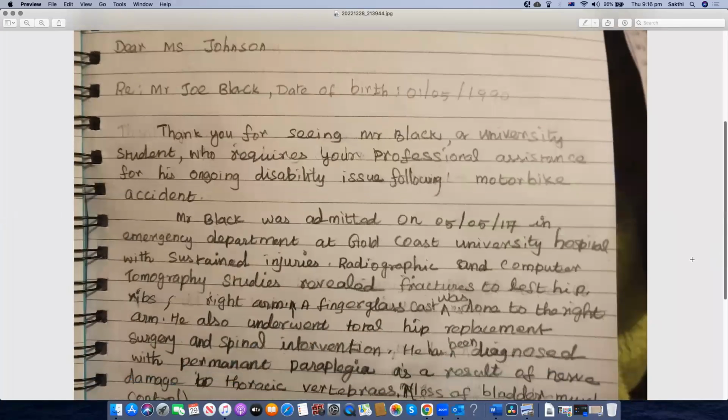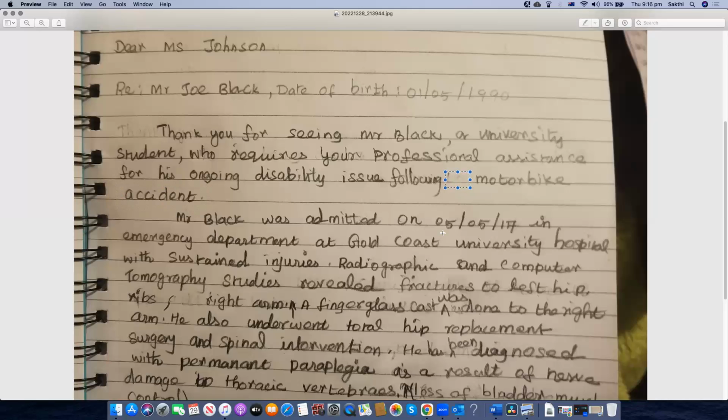Thank you for seeing Mr. Black, a university student who requires your professional assistance for his ongoing disability issue following motorbike accident. Well, I hope she wrote a motorbike accident here in the beginning, but she removed it after that. Accident is a countable noun. There can be one accident, two accidents, three accidents, four accidents, and many more. As a result, when we include the singular noun, we definitely have to use an article here.